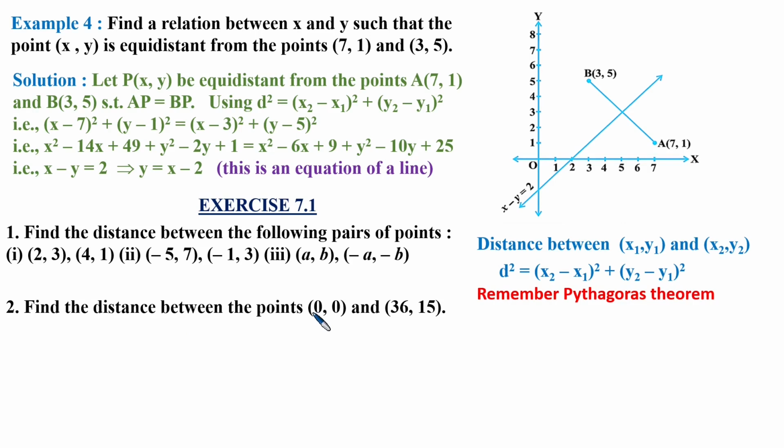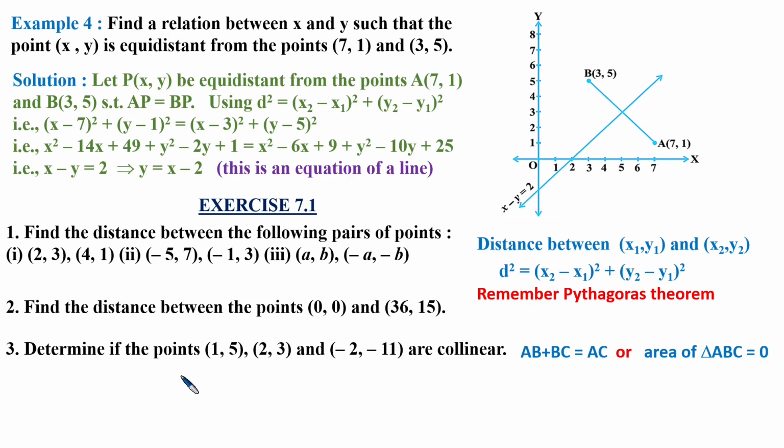Similarly, find the distance between, okay. So this also 36 square plus 15 square, this is 0. Square root of this number will be the distance between this point A and point B. So I will not do all this. These are very trivial and this was elaborately discussed in class 9.